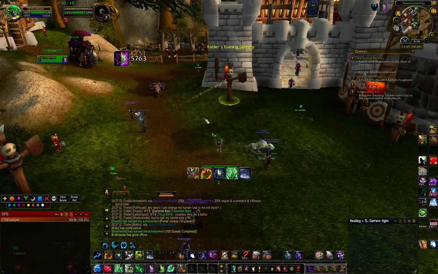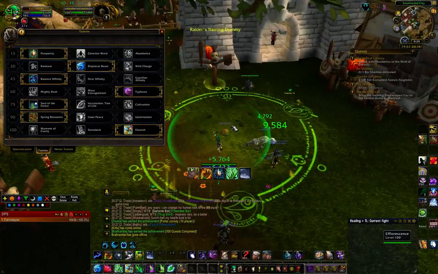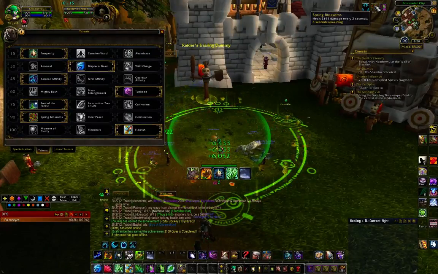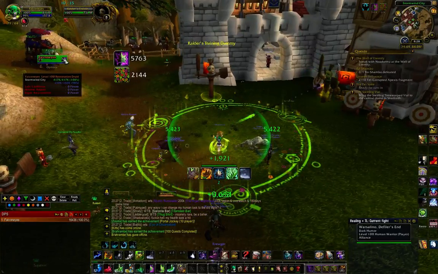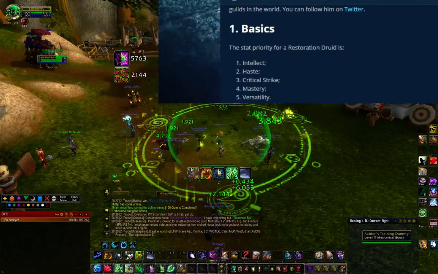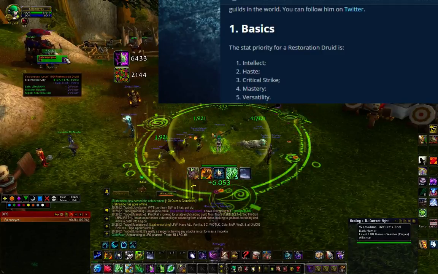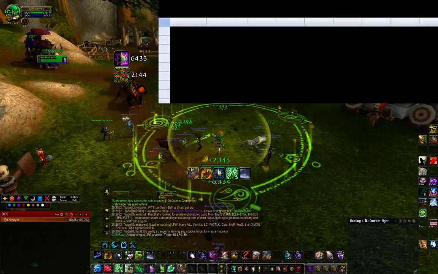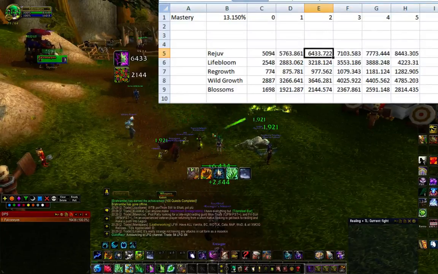But the better way to go is to have Spring Blossoms, where now everyone in this group already has a HoT on their target. So Spring Blossoms counts as one of those HoTs, and it counts as a starting HoT. So you put on that Rejuve, and it's already boosted up to the point where your Rejuve is counting as if there's 2 HoTs on the target. Now there's 2 HoTs, you hit it again, there's 3. It's doing the 3 HoTs thing, or third column. Right here, 6,433.